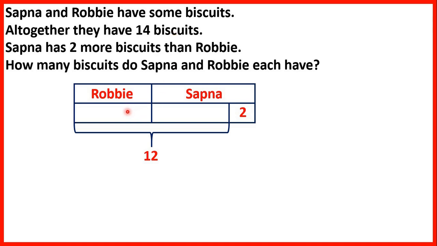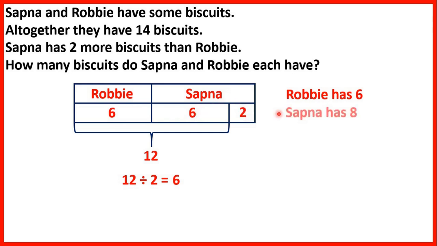So if these 2 bars total 12, to find each bar, we can divide 12 by 2, and that's 6, because 6 times 2 is 12. So these bars here are both 6, and that means that Robbie has 6 biscuits, and Sapna has 6 plus an extra 2, so that's 8 biscuits altogether. Notice 6 plus 8 is 14, and they have 14 altogether, and 8 is 2 more than 6, so Sapna has 2 more biscuits than Robbie.